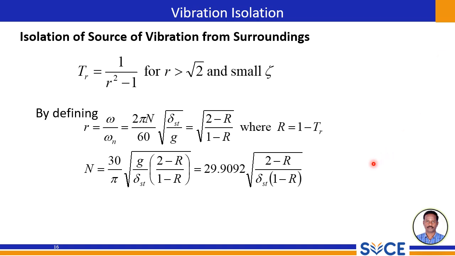What is the significance? We are seeing so many mathematical equations. The significance is that the variable R represents isolation efficiency, which is defined as 1 minus T_R. It tells us how much the vibration is being reduced. A higher value of R indicates better isolation.